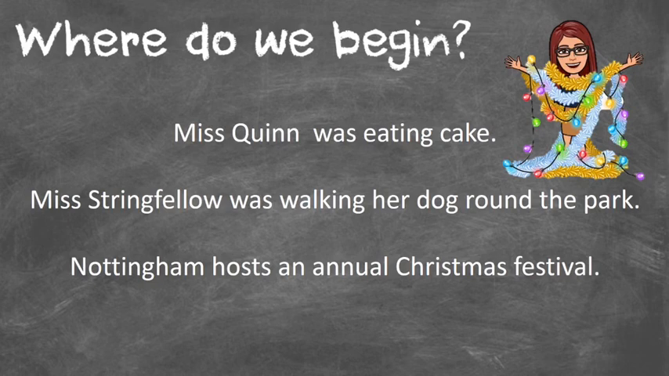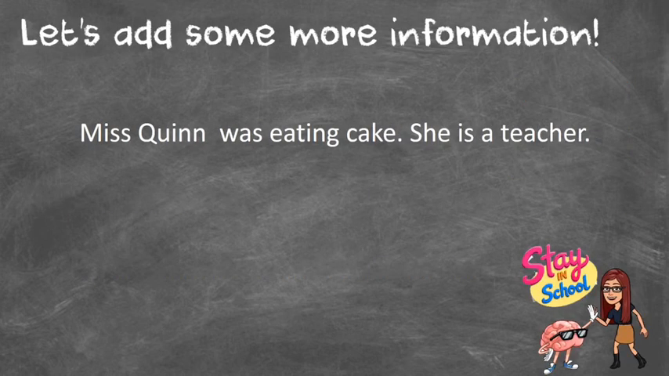Right, where do we begin? So here I've got three really simple sentences. Miss Quinn was eating cake, Miss Stringfellow was walking her dog round the park, and Nottingham hosts an annual Christmas festival. While they're good sentences, they're not particularly amazing and we could make them a lot better. The way that we're going to do that then is we're going to add some more information.